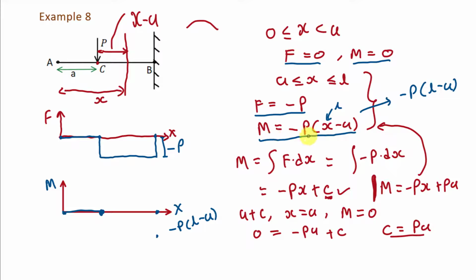And as you can see, this equation is the equation of line because here the power of x is 1. So there will be a line joining these 2 points. So we can draw like this.